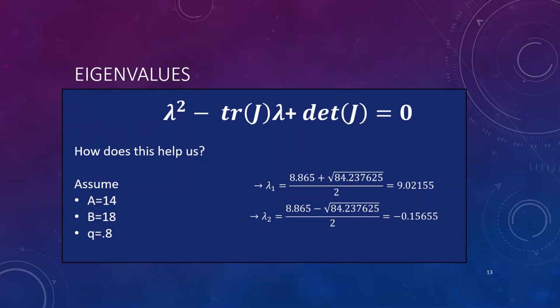b, and q. For the sake of this lesson, I assumed a, b, and q to be 14 for a, 18 for b, and q being 0.8. Once I did this, I found the trace and determinant and created my quadratic equation. To find the eigenvalues, I found the roots of the equation, and it came out as the first eigenvalue being a positive 9.021155 and a negative 0.15655.